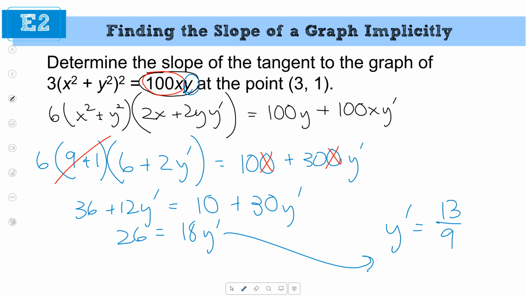How will you know when to use implicit differentiation? Two ways. Number 1, the problem will specifically tell you, use implicit differentiation to find blah, blah, blah. Or number 2, you will not be able to solve for y. If you get a problem that involves both x and y, I would take 3 seconds and ask yourself, can I solve for y here? Because if you can, it would make your life a lot easier.